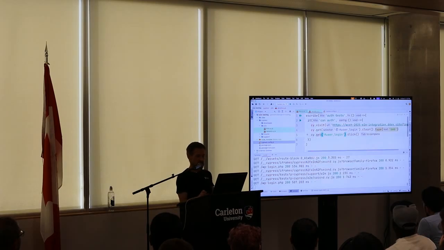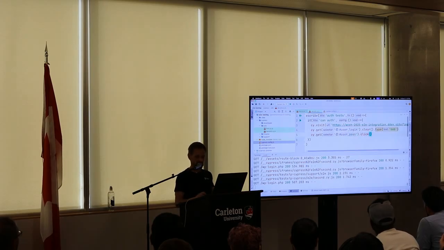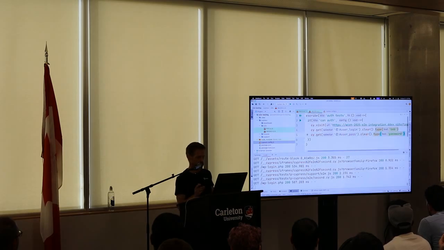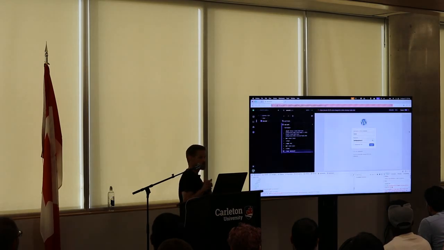Sci.get. This is not user login, but I will come back and let it complete and do pass. Don't want to do a click, but let's do a clear. And we'll type. Password looks good to me. There we go. And then what's the last thing we need to do?